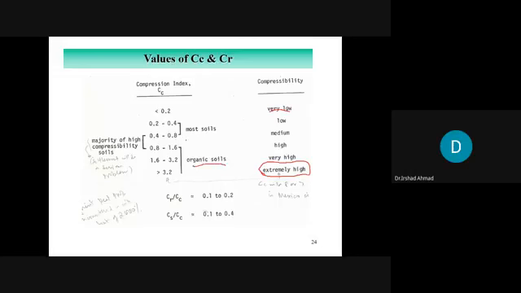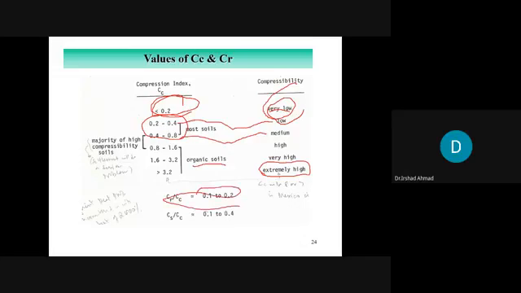But most soils lie in the range 0.2 to 0.8. 0.2 to 0.4 is soil of low compressibility and 0.4 to 0.8 is medium compressibility. The good news is that the soil in Peshawar lies in the very low compressibility range. Its Cc is about 0.2. The ratio of Cr to Cc is 0.1 to 0.2, which means Cr is about 5 to 10 times less than the Cc value.